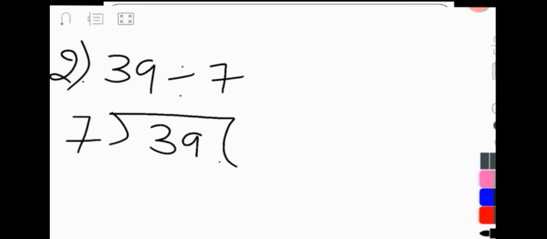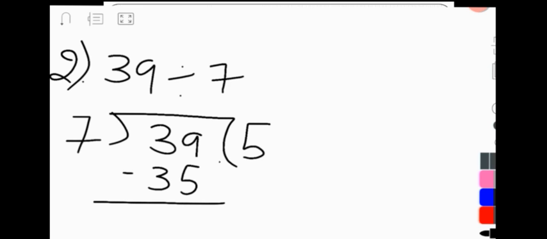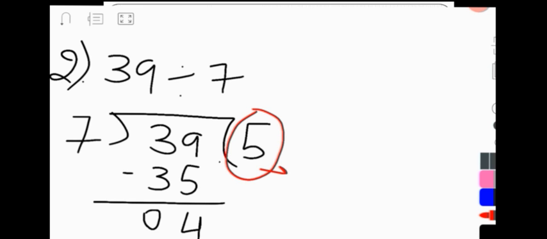7 5s are 35, because 39 doesn't come exactly in the table of 7, so we have to take a smaller number. So 7 5s are 35. Now the next step is to subtract it. So 9 minus 5 is 4 and 3 minus 3 is 0. So here we can see that our quotient is 5 and our remainder is 4.